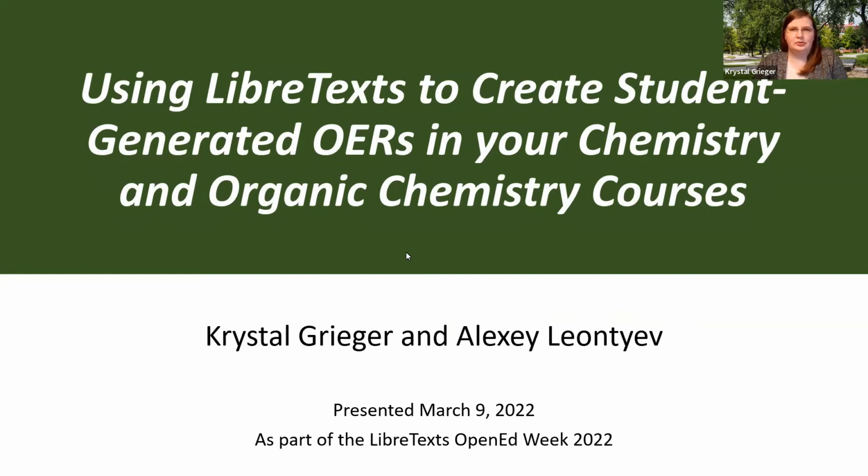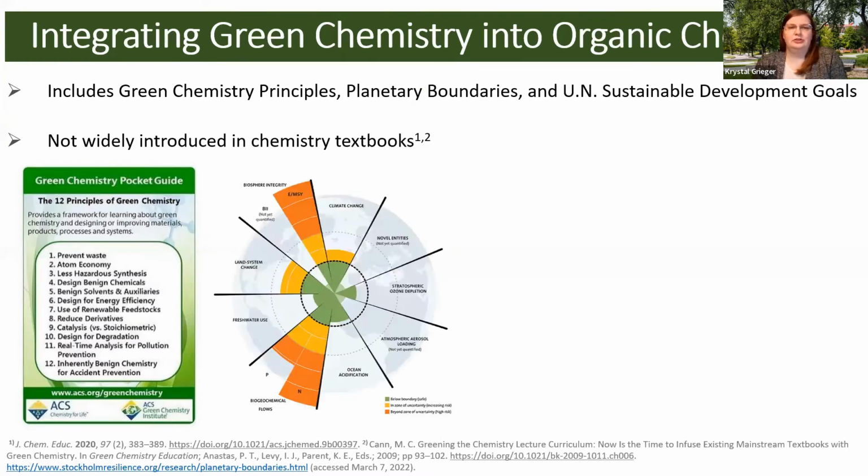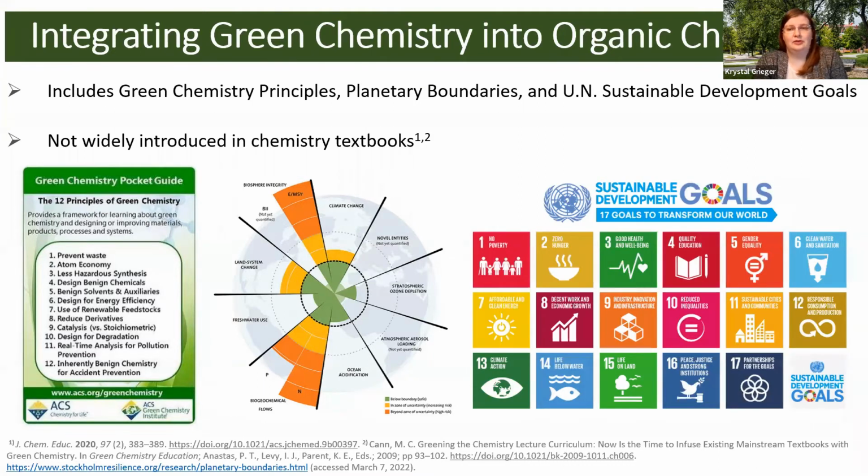In terms of organic chemistry, green chemistry, there's been a major push to integrate it, but it hasn't been integrated into the textbooks very widely. So green chemistry and sustainable chemistry includes things like the 12 green chemistry principles, which have been around for a while. It also includes things such as the planetary boundaries and the UN Sustainable Development Goals, and trying to implement those into the textbooks.